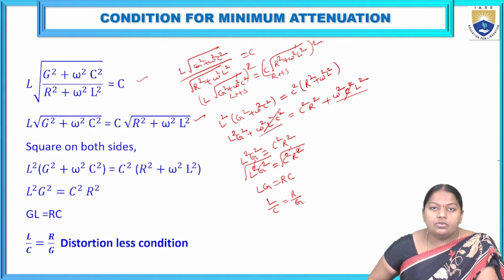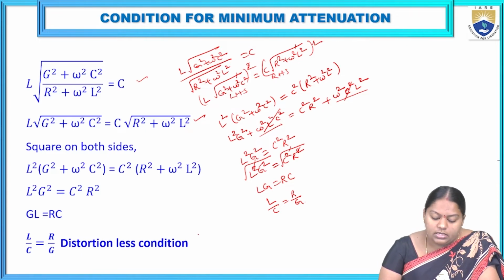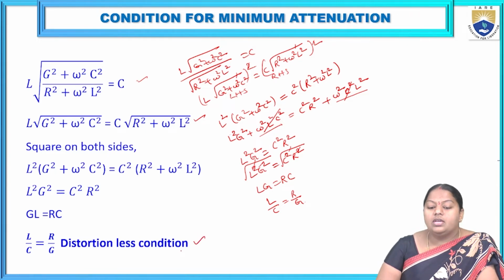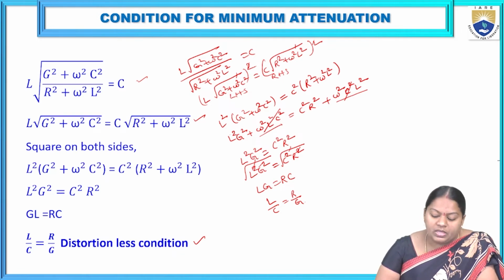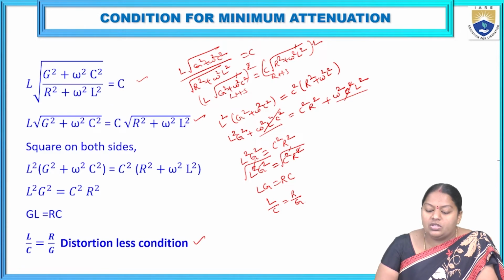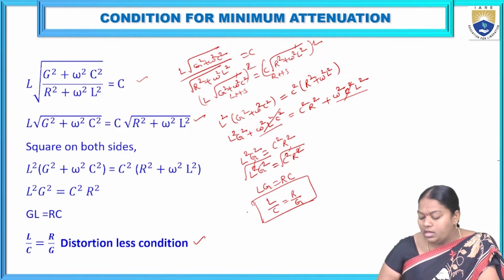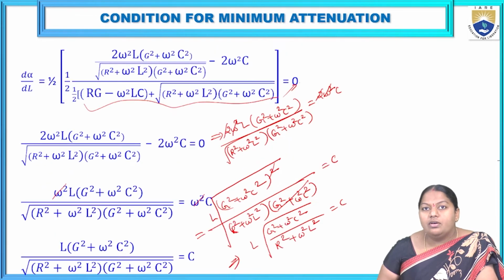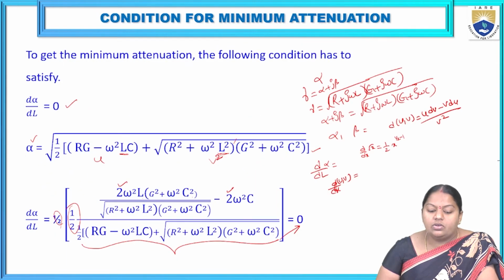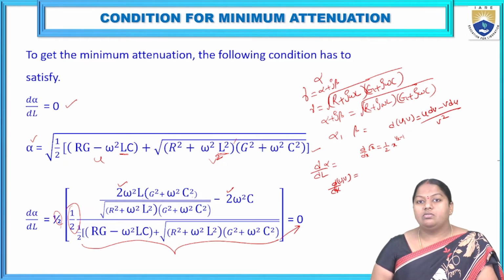L by C equal to R by G is called the distortionless condition, or the condition for the minimum attenuation. Okay. So the condition for the minimum attenuation is given here as the distortionless condition, that is L by C equal to R by G. Okay. How have we evaluated this? First, to get the minimum attenuation condition, one condition must be satisfied, that is d alpha by dl equal to 0.